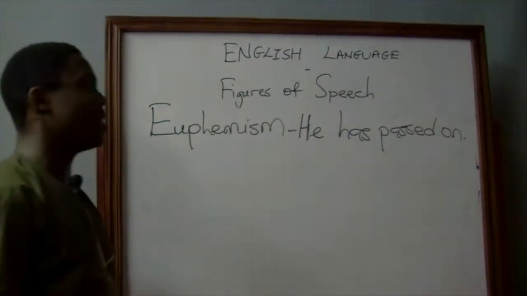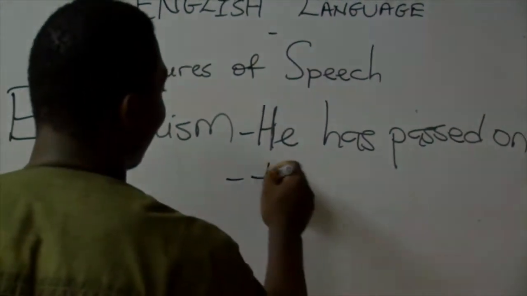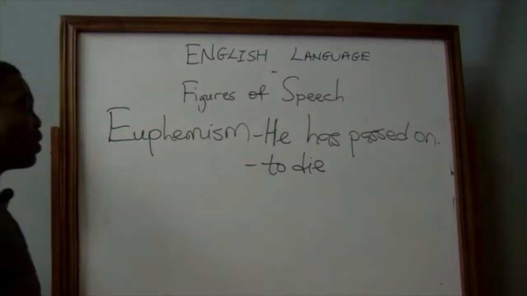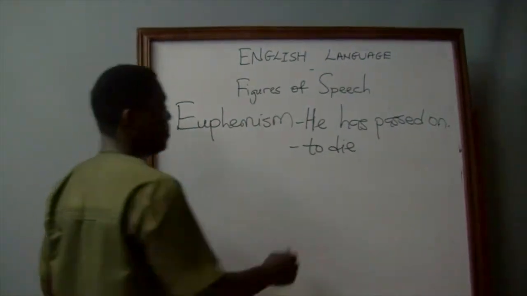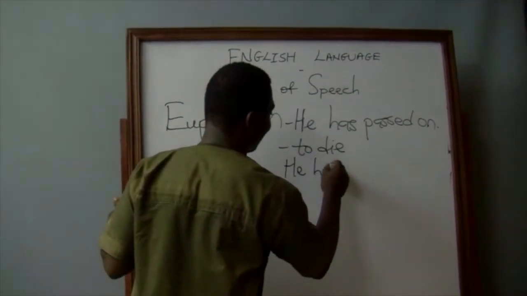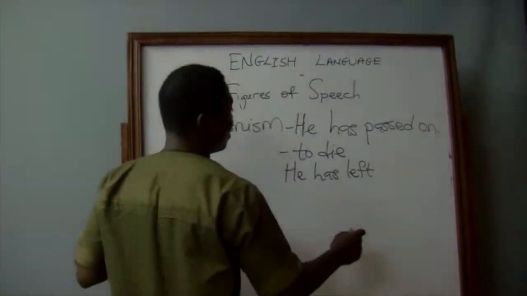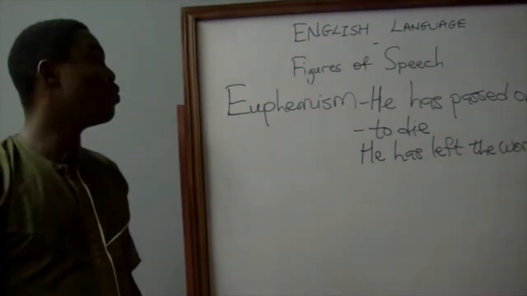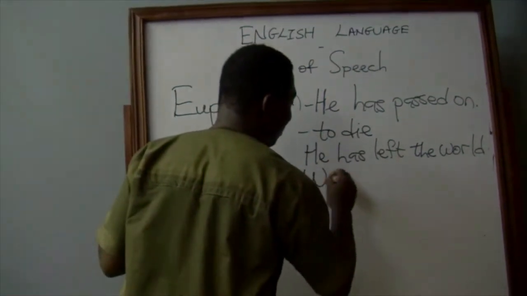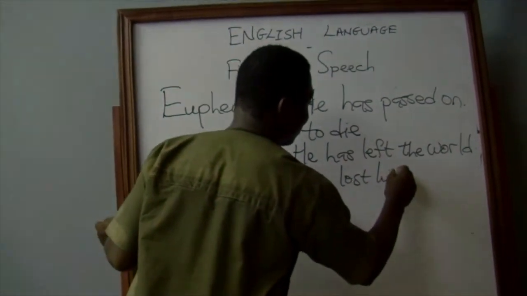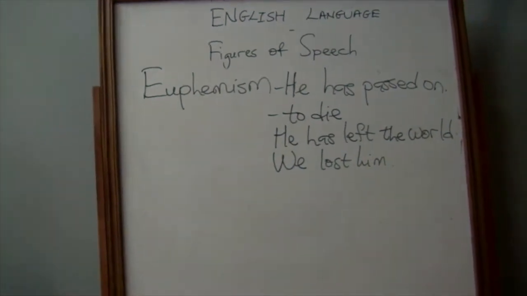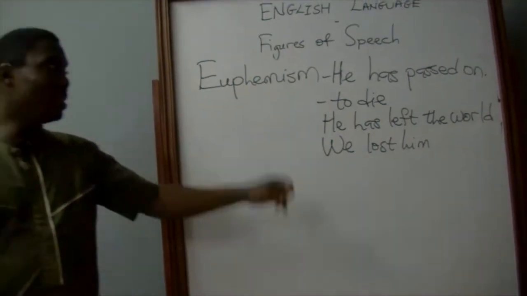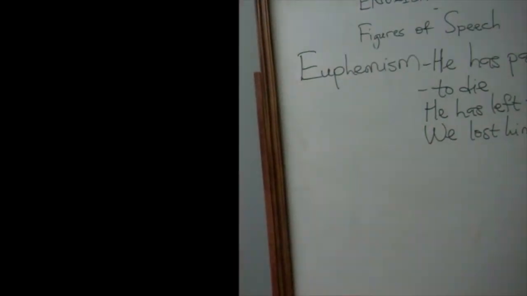He has passed on, which simply means to die. He has left the world. That's another way of saying somebody has died. Or simply put, we lost him. Even though this is not a game, we lost him. So we don't just say he died. You never can tell the reaction that will ensue. So these are some examples of euphemism.